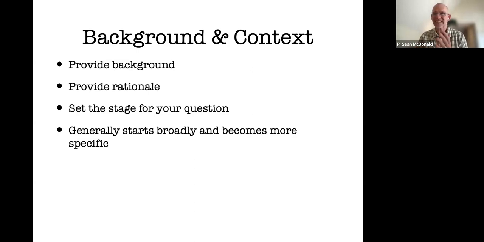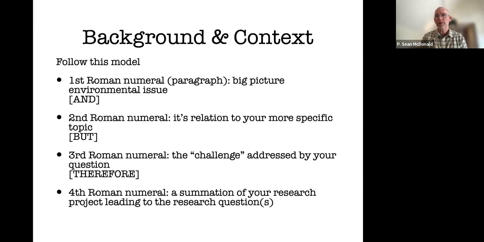It's actually a fairly easy method, kind of a formula that I like to follow. And it's based roughly on Randy Olson's "and, but, therefore" model. Okay, so if you imagine a model in the background and context that is 4 Roman numerals, so 4 paragraphs, that's the minimum, 4 paragraphs.